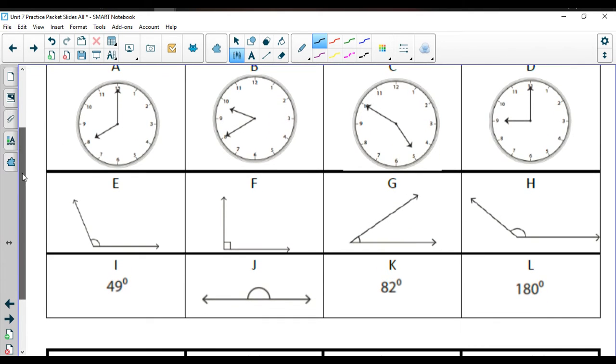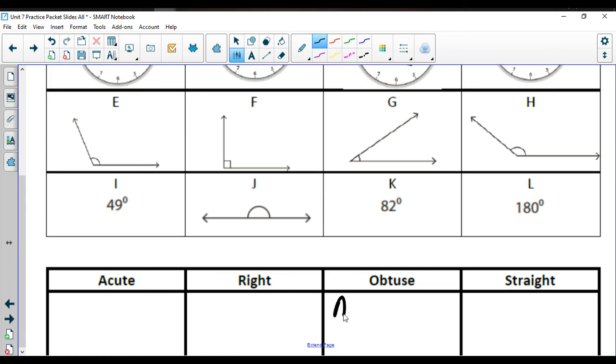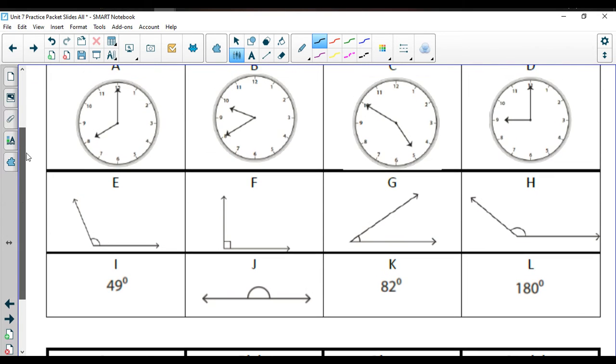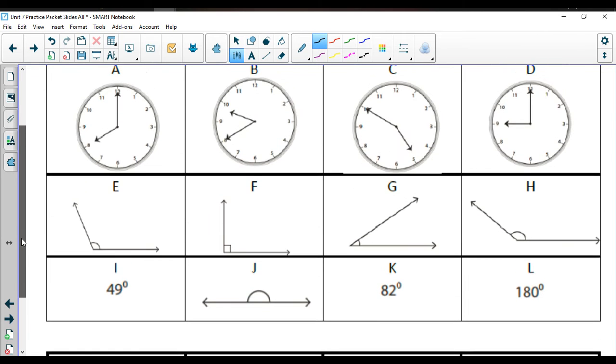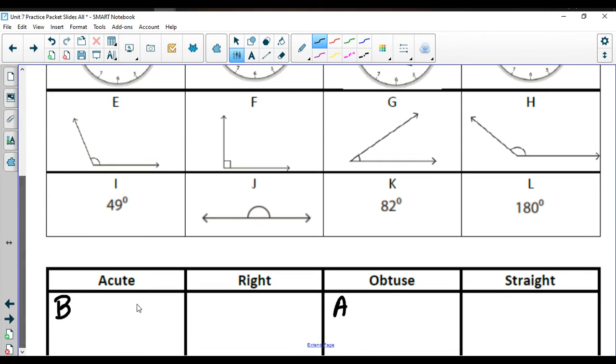letter. So if I look at letter A here, this is an obtuse angle. So I'm going to go ahead and put it into the obtuse column. For letter B, that's going to be acute. For letter C, that is going to be obtuse. For letter D, that is going to be a right angle. For letter E, that is obtuse. For letter F, that is a right angle.